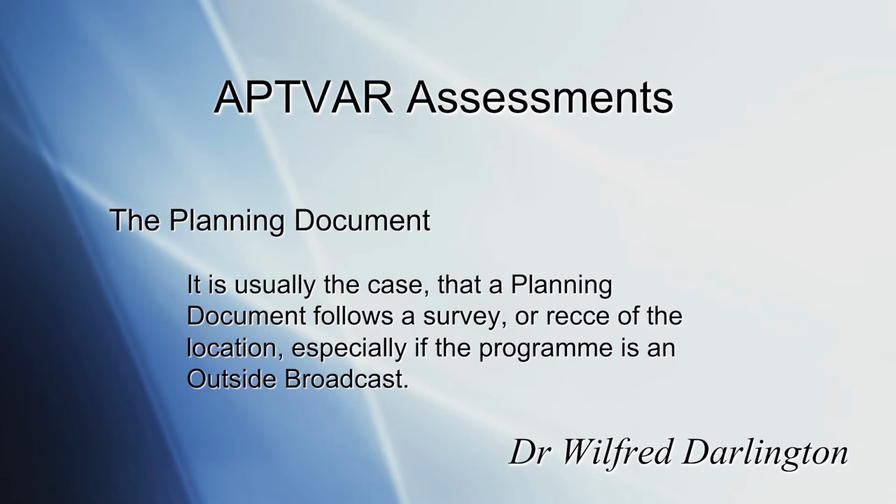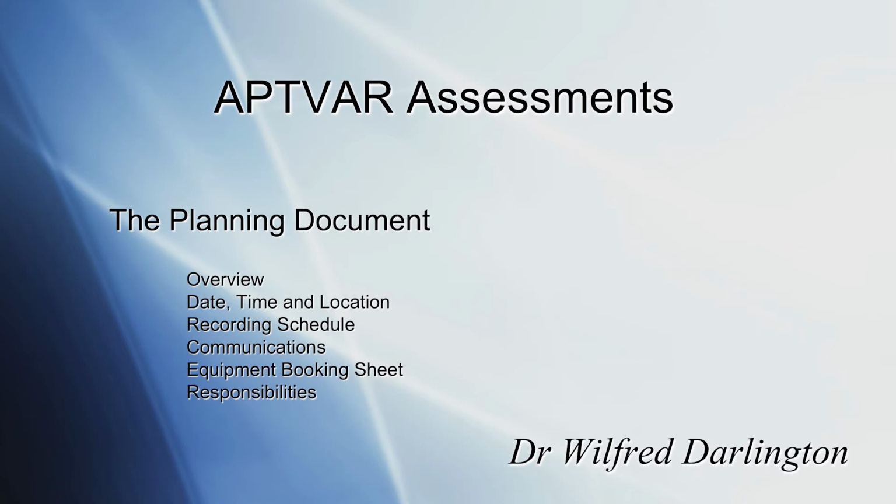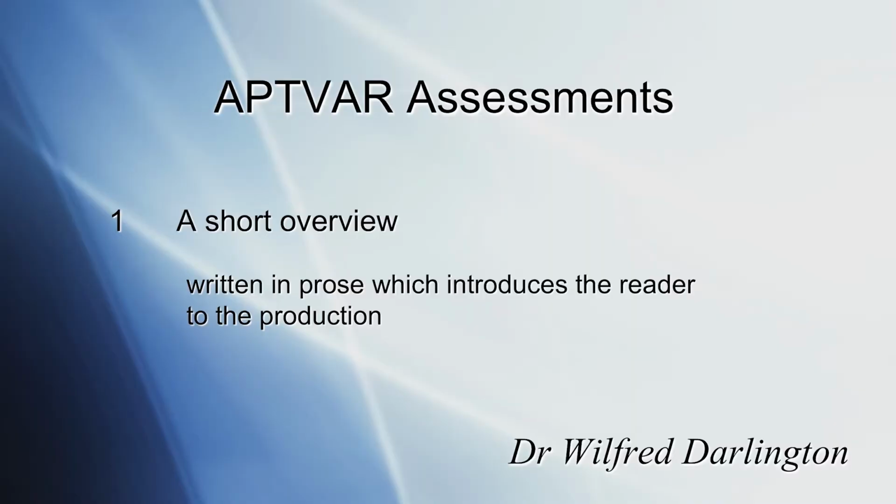Your planning document should have the following elements. Item 1. A short overview written in factual prose which introduces the reader to the task in hand. This overview need not be detailed, but sufficient information should be set down so that the reader can get a rough idea of the event at the centre of the project. The reader will then turn to the following sections for the detail.